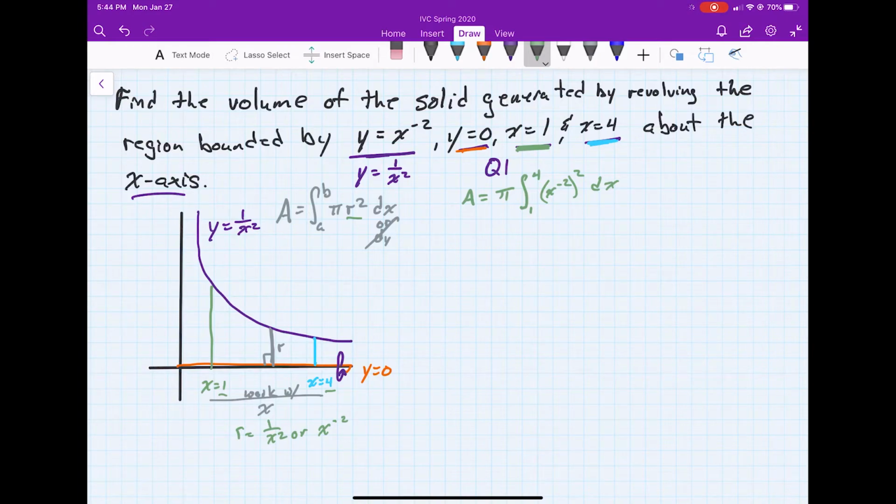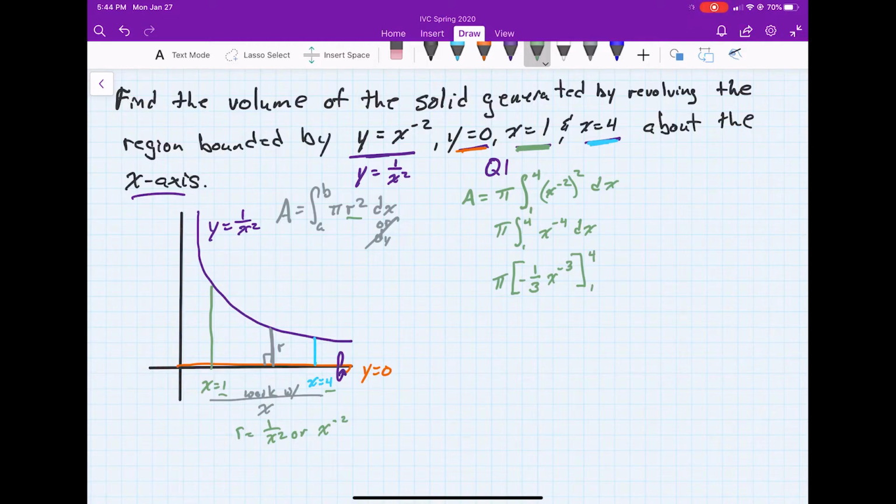Now we're going to square our x to the negative 2, and that's going to give us x to the negative 4. If we take that integral, we add 1 to the exponent, so we'd make this negative 1/3 x to the negative 3, right? Yes. So we'd add 1. Yep. This would be negative 1/3 x to the negative 3, evaluated from 1 to 4.